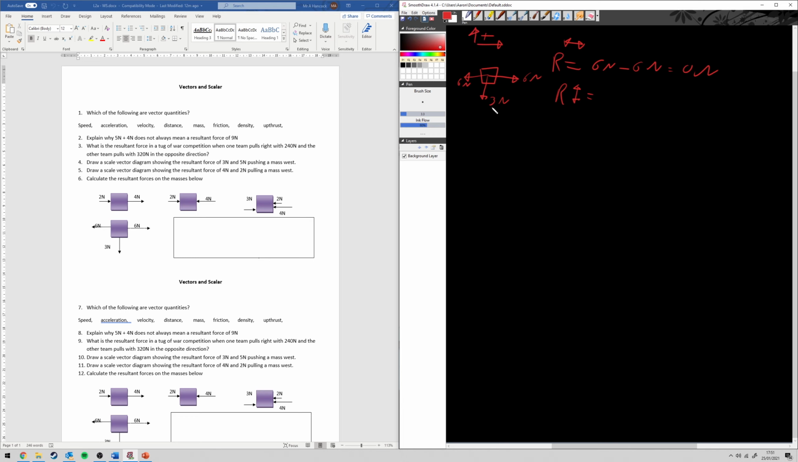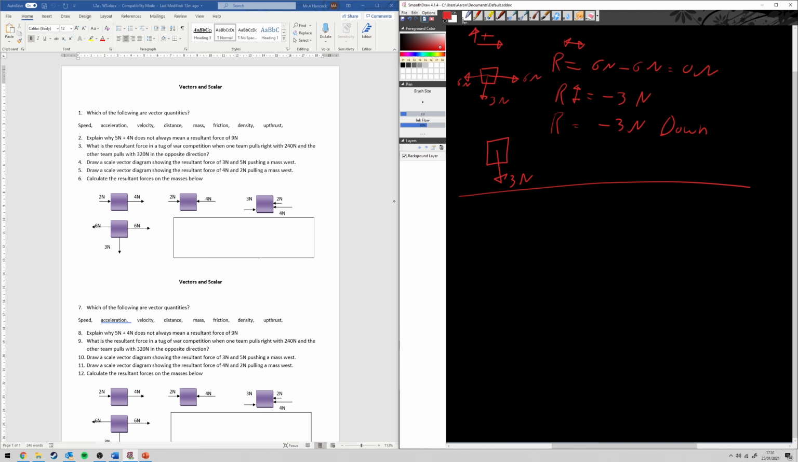We've got 3 newtons pulling this object downwards, but there is nothing pushing it upwards. So the resultant force is going to be minus 3 newtons. Because remember, we said that this is the negative direction. So what's our overall resultant force? Well, it's going to equal minus 3 newtons down. So if I was to draw that on a diagram, you would just have one force, 3 newtons in that direction. So that's the first one done.